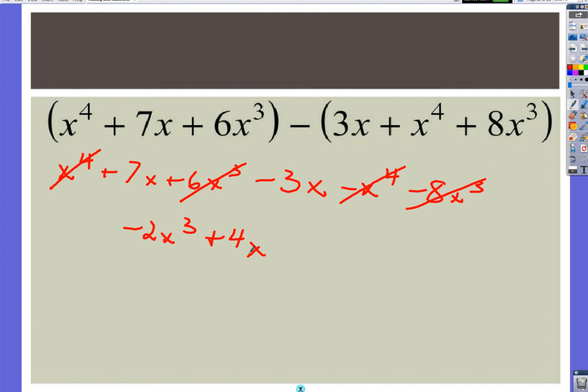Why did you skip the middle variable? I'm sorry, I didn't skip a middle variable. The 7. Oh, you didn't cross it. I just didn't cross it.